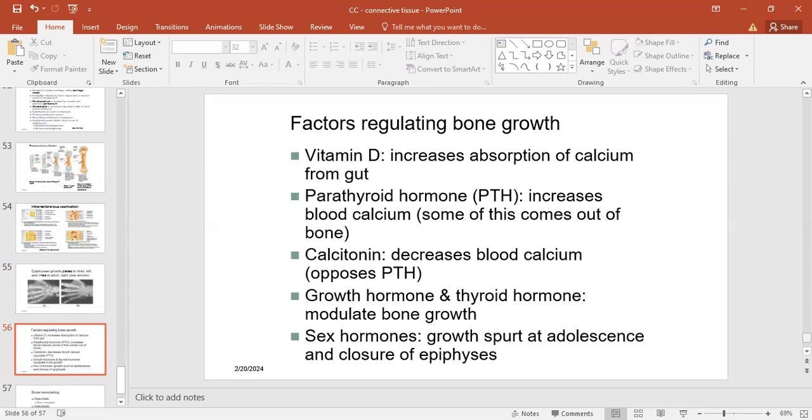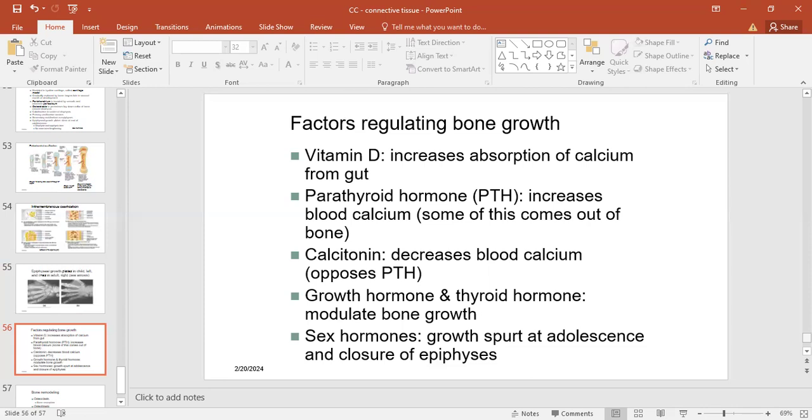Calcitonin, on the other hand, encourages calcium to be deposited on the bones. So these two hormones work antagonistic to each other. And so you're going to find that two hormones are also factors that regulate the growth of bone: growth hormone and thyroid hormone. These also regulate the growth of a person in general, as well as how much bone grows.